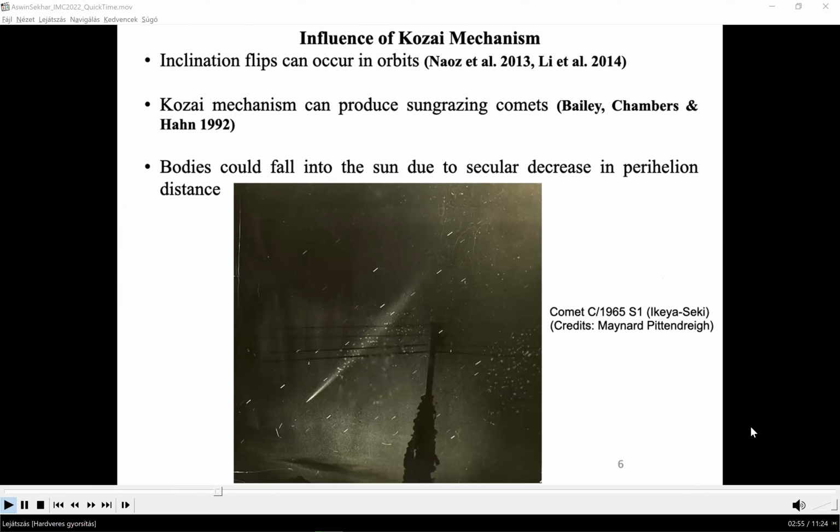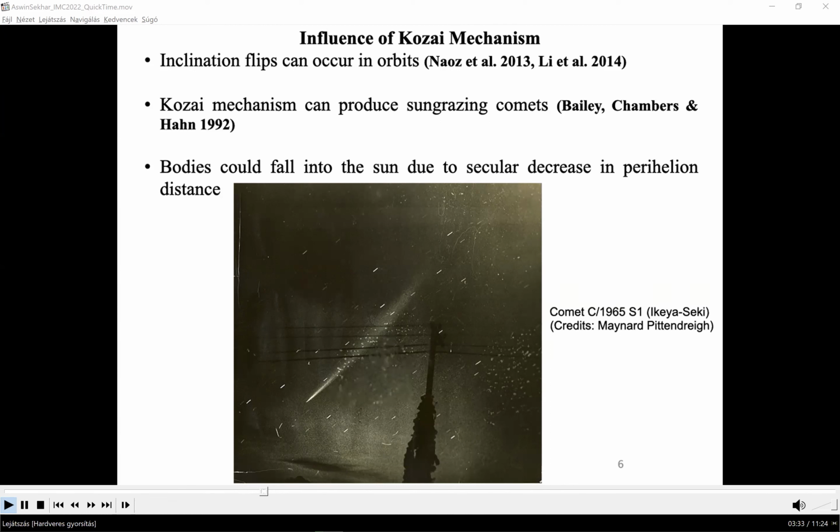And this Kozai mechanism can make some really interesting effects. So inclination flip is one of the most dramatic things you see in orbits in certain bodies, which show Kozai mechanism. So it can actually switch from prograde to retrograde orbits and vice versa. And Kozai mechanism can generally produce these sungrazing comets, which are very interesting. So over time, you can actually have some of these comets coming very close to the sun, and some of these bodies can even fall into the sun due to secular decrease in perihelion distance and increase in eccentricity.